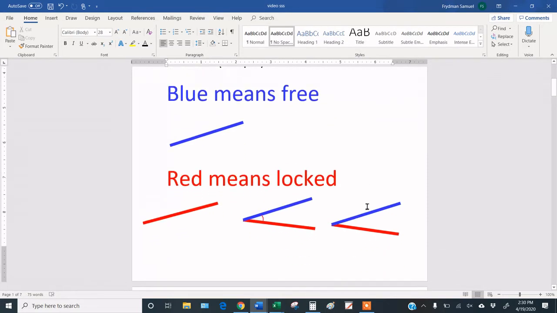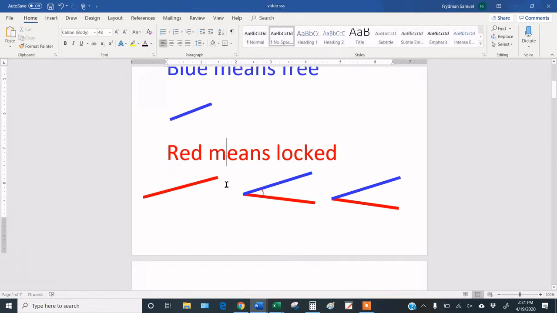Now, in this video, I'm going to be making a lot of drawings of triangles. And you should understand that anytime you see a side of a triangle that is drawn in blue, that means it's free. What do I mean by free? I mean that it can be extended or shrunken. So we can make it as long or as short as we want.